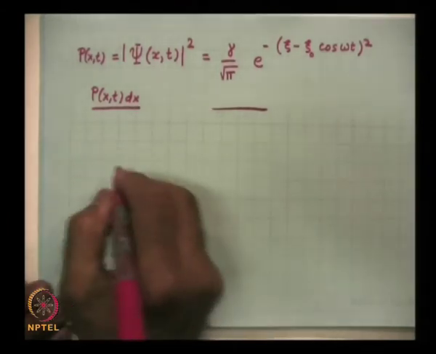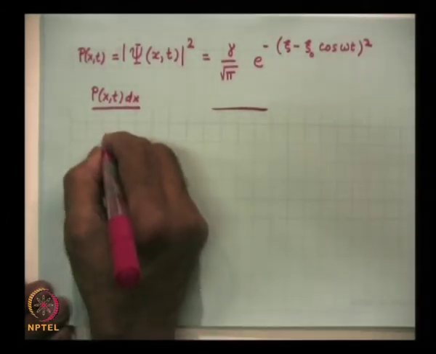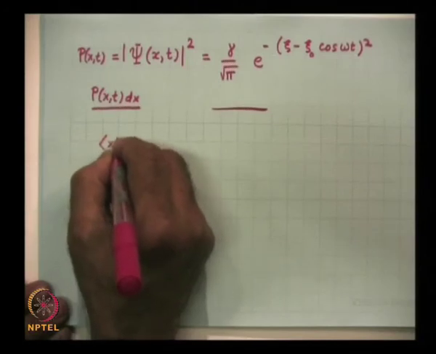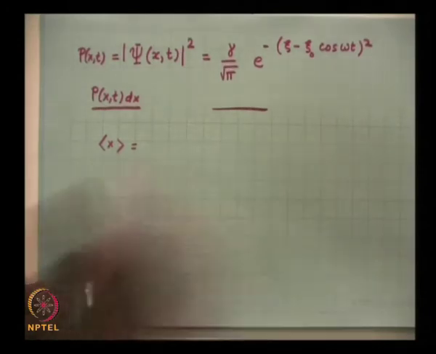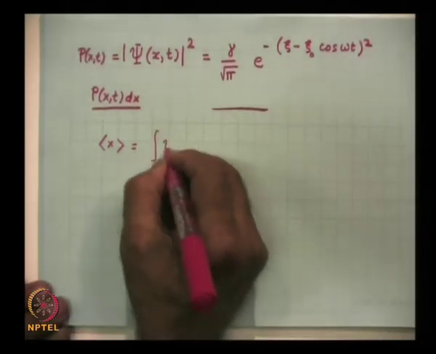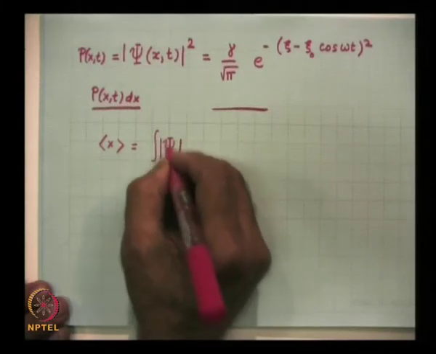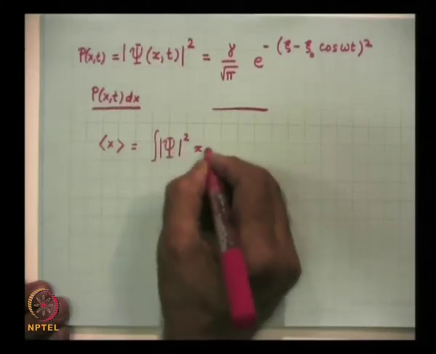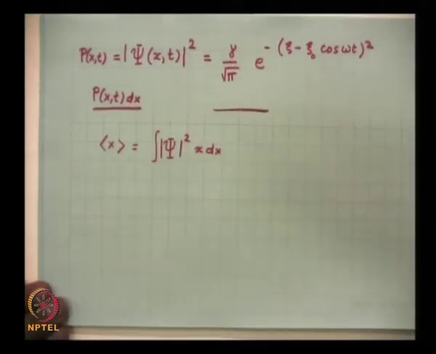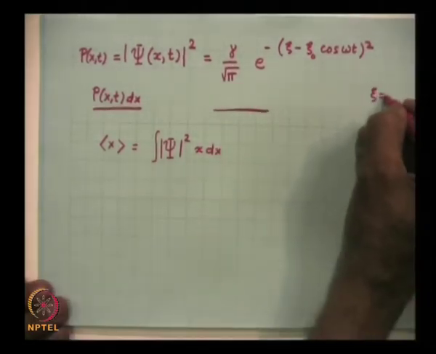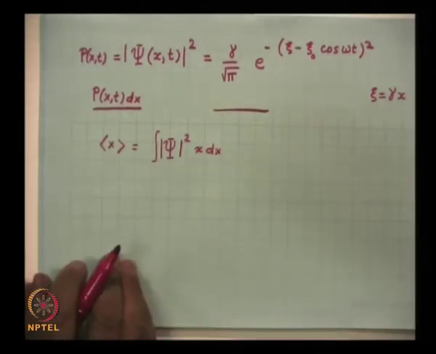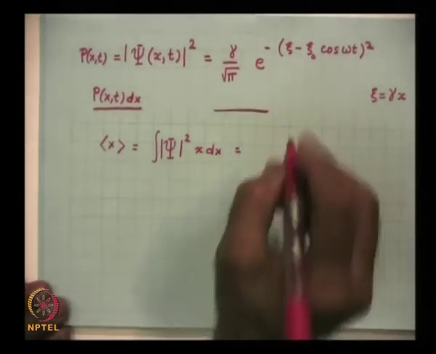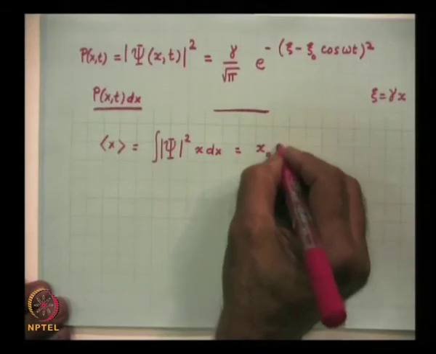If I calculate the expectation value of x, the average value of x, then that, as we all know, was psi square times x dx. I multiply this by x. You may remember that xi is equal to gamma x. You can carry out this integration very easily, just a few steps, and you will find that this will be equal to x naught cos omega t.